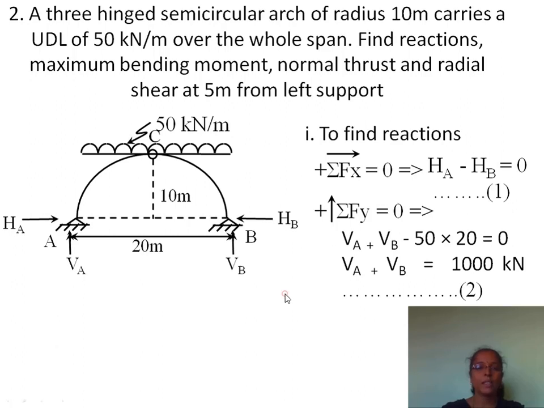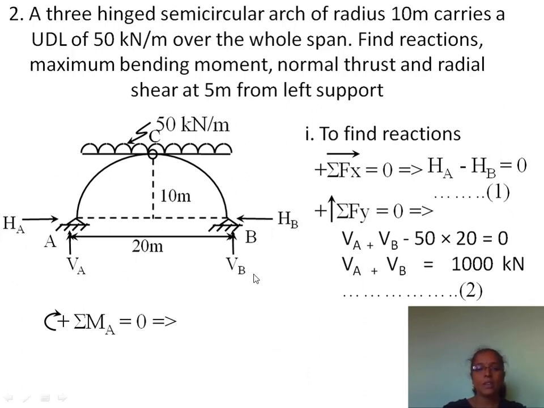Next we will apply sigma MA equal to 0. That means take moment of all the forces about A and equate it to 0. So moment of HA about A is 0, and moment of HB about A is also 0, because HA and HB are in line and they are passing through point A. Therefore the perpendicular distance is 0. Therefore the moments due to VA, HA and HB are 0.